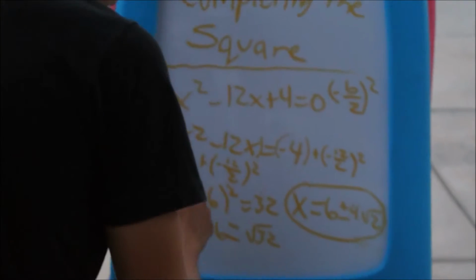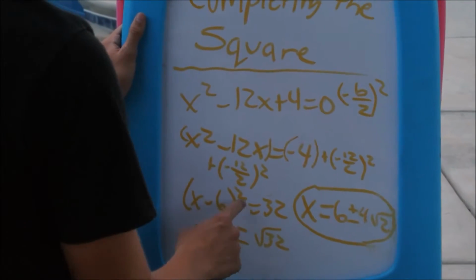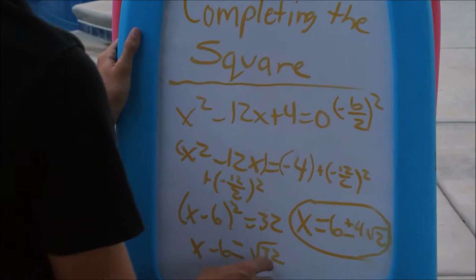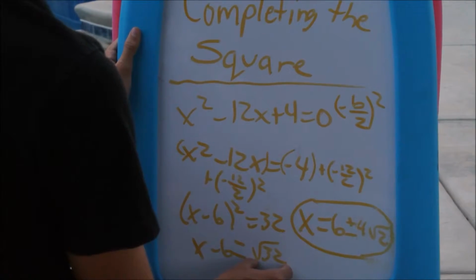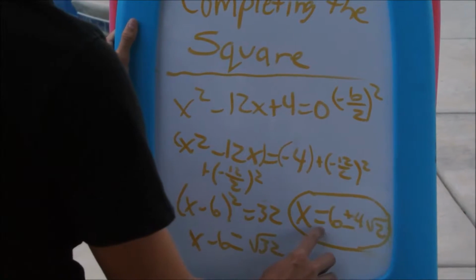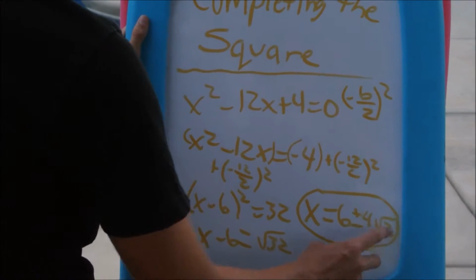Then you would square root both sides to get rid of the squared, so it'd be x minus 6 equals root 32. Then from there you'd add 6 to both sides and simplify this, which would be x equals 6 plus or minus 4 root 2. And that's your final answer.